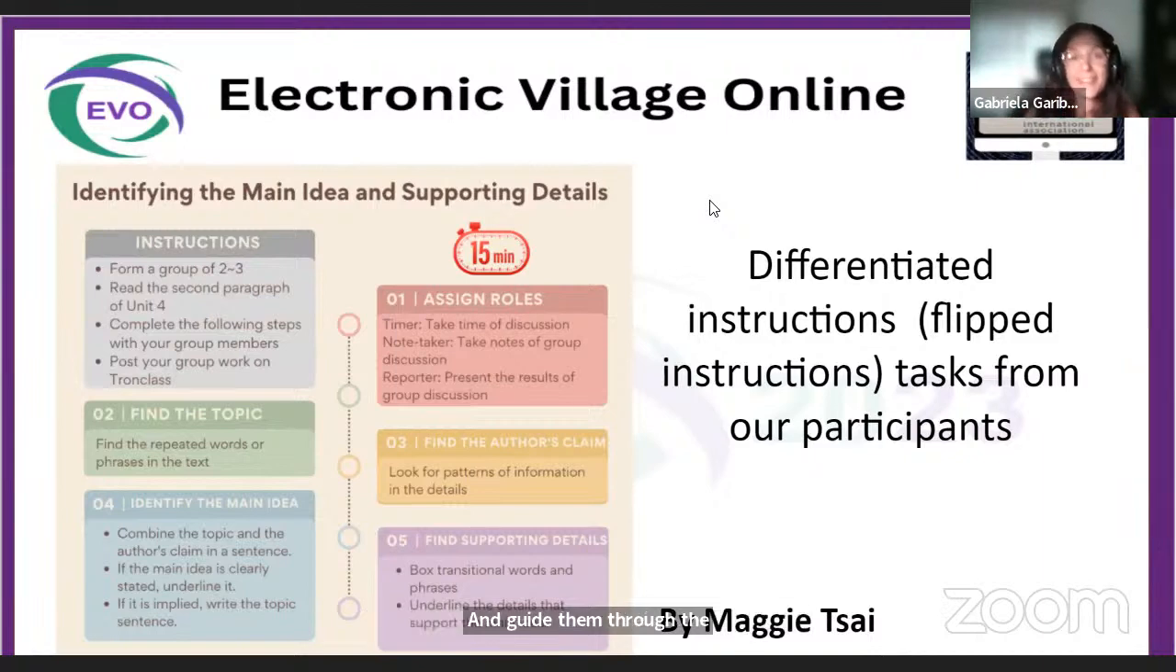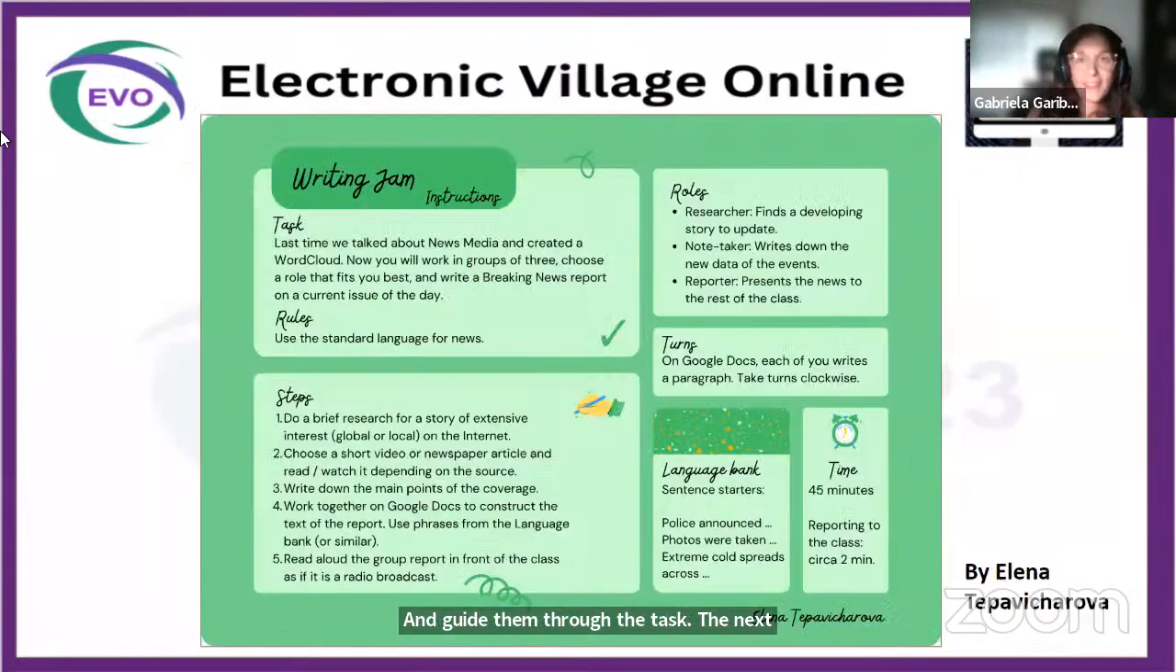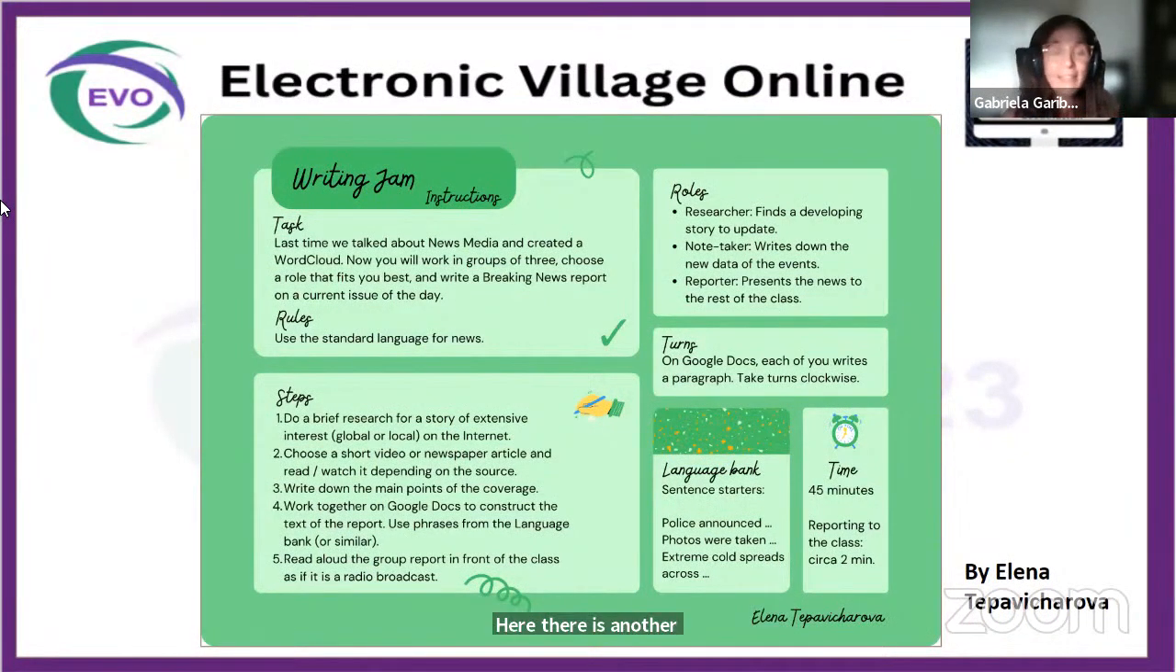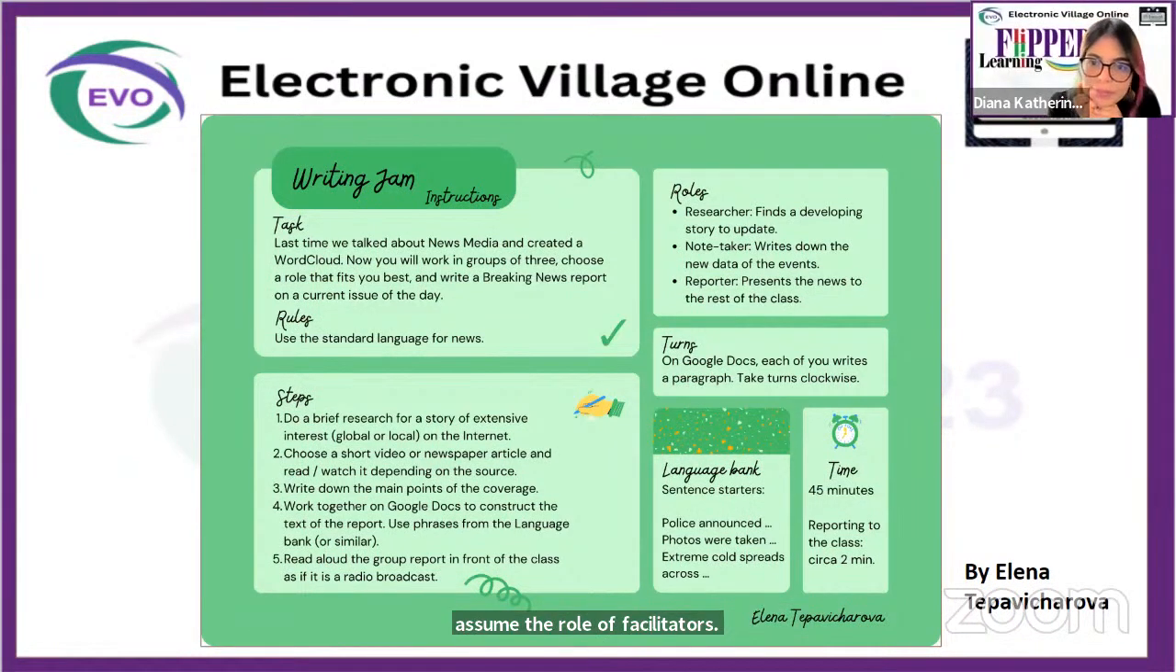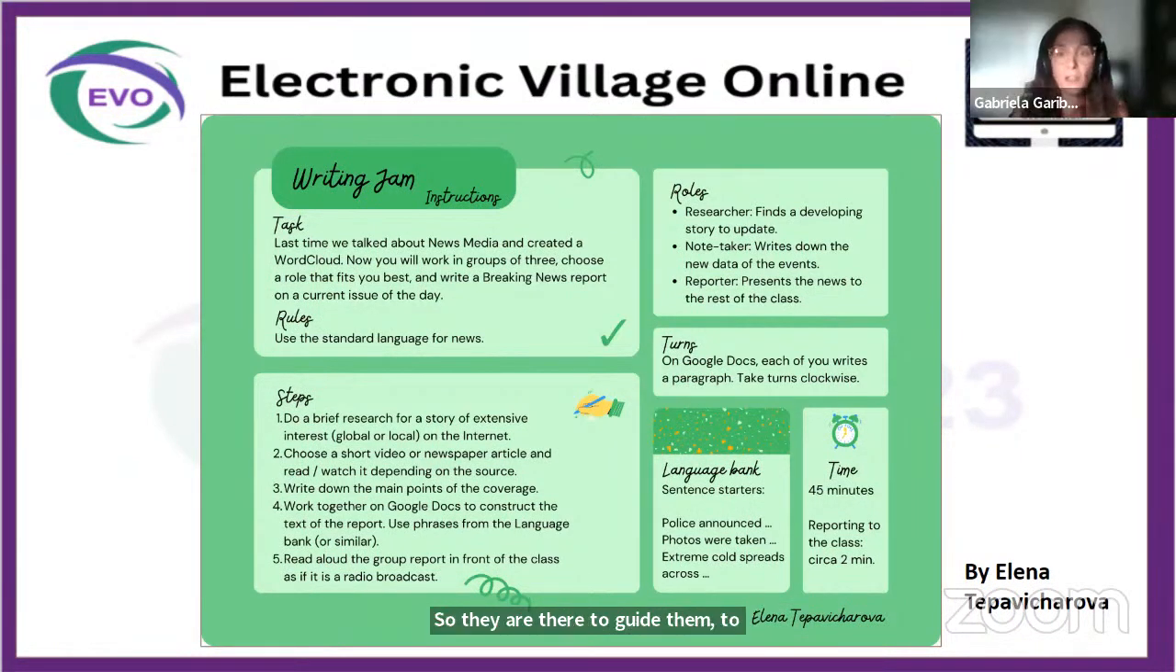The next one. Here is another example by Elena, which is a writing activity. The same elements are present in this differentiated flipped instruction. You can see that all the elements presented there guide the student through the task, and the teachers assume the role of facilitators. They are there to guide them, to help them in case they need it, okay?